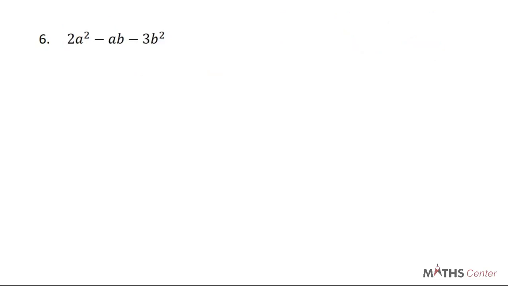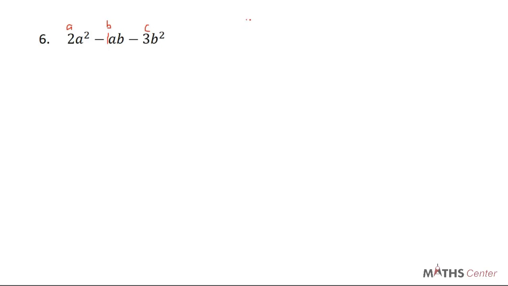Let's take the last example. We have 2a squared minus ab minus 3b squared. So we can see from here that the coefficient of ab here will be 1. So 2 will be a, 1 will be b, and negative 3 will be c. So we have a being 2, negative 1 for b, and negative 3 will be c. So you multiply a by c. So we multiply 2 by negative 3, and we are getting negative 6.